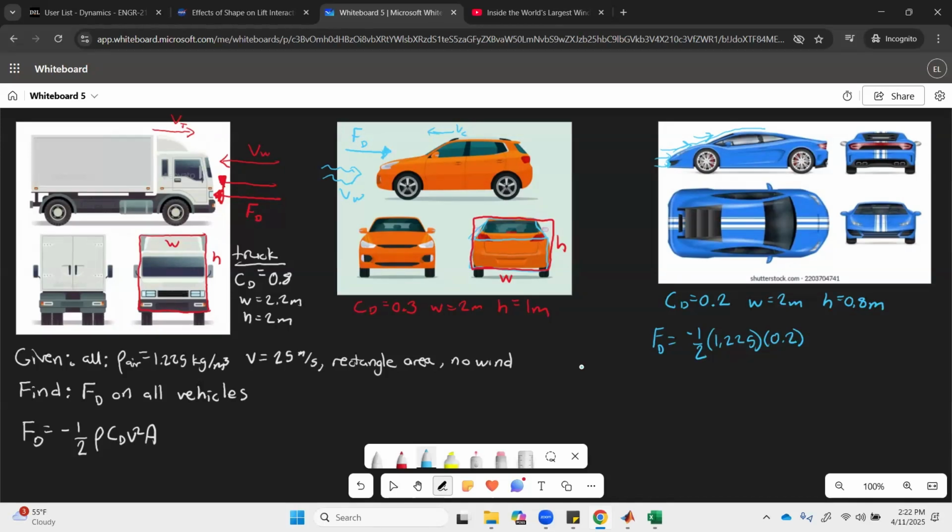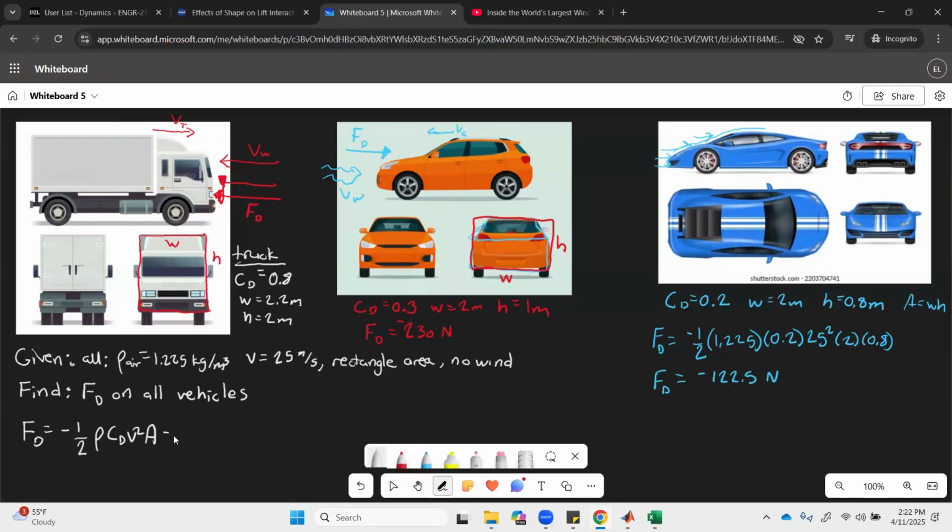And then the V, which we said was 25, squared. And then the area, which is just W times H, so we'll have times 2 and times 0.8. This gets us that the drag force for the car equals negative 122.5 newtons. If we do the same thing for this SUV, we will get that the drag force equals 230 newtons. And that is negative if we're talking directions.